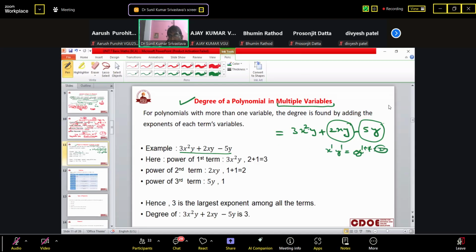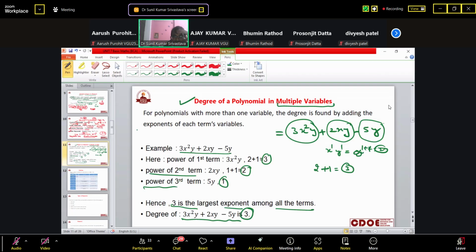For the first term, x has degree 2 and y has degree 1. We just have to add, so the degree is equal to 3. The first term has power 3, the second term has degree 2, and the third term has degree 1. So here 3 is the highest exponent among all the terms, so the degree of this given polynomial is equal to 3.